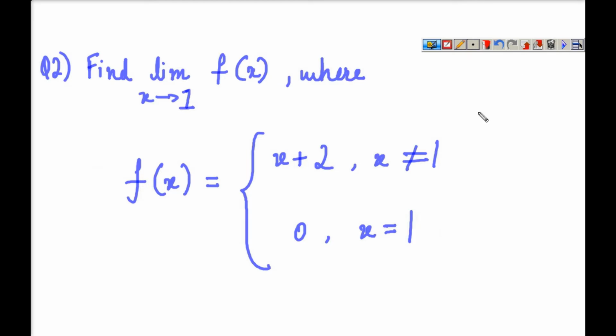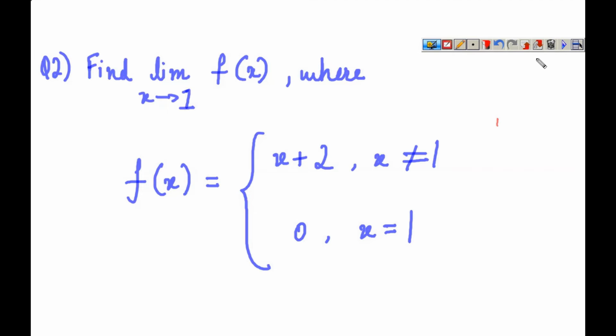So let's see another problem on limits. We have been given a function f of x, where we have to find the limit when x approaches 1. And these are some of the values. When x is not equal to 1, the value of the function is x plus 2, and when x is equal to 1, the value is 0.